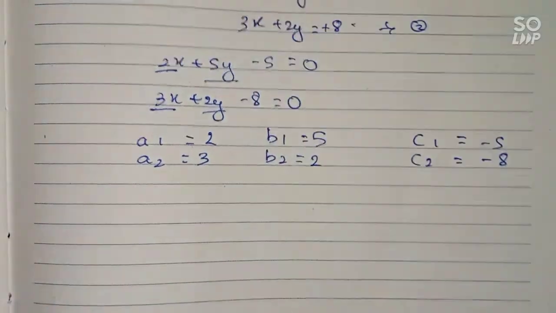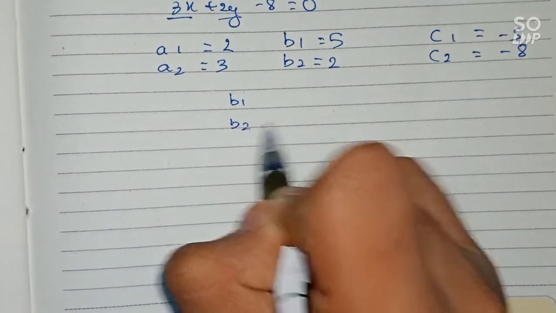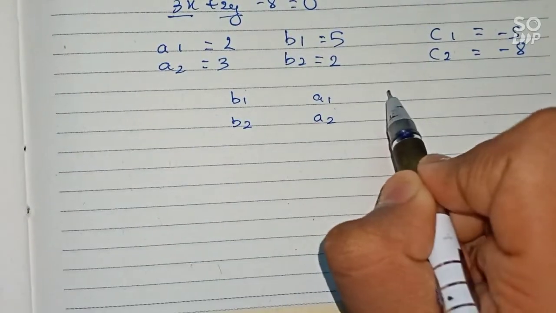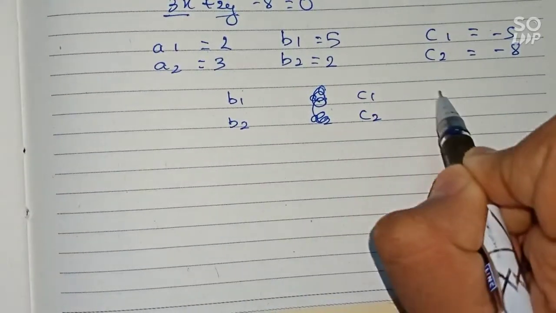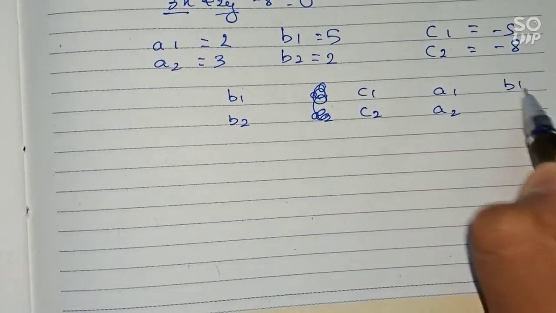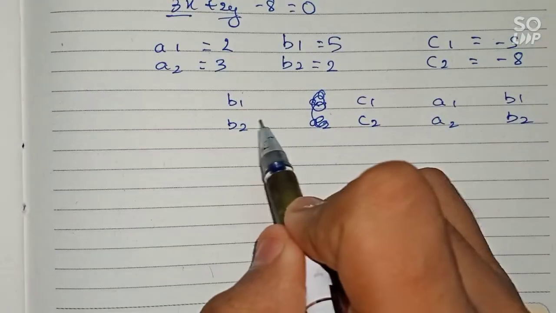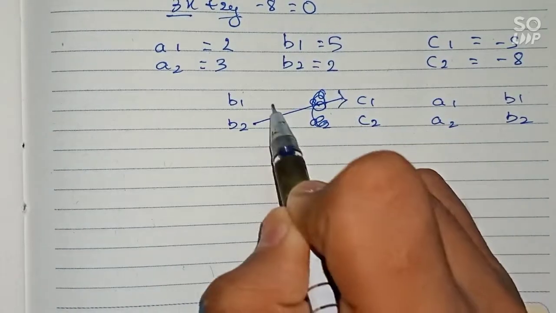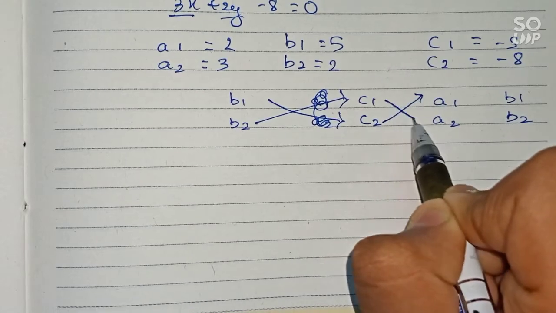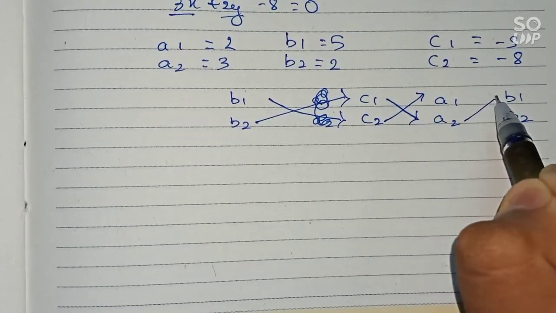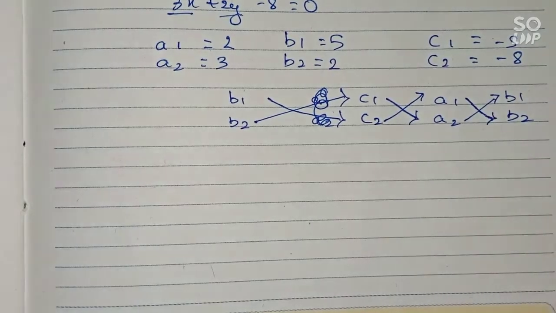So now we arrange the equation like this: first c1 by c2, then a1 by a2, then again b1 by b2. So this will be the method. Now b2 will be multiplied by c1, b1 will be multiplied by c2, c2 will be multiplied by a1, and c1 will be multiplied by a2, a2 will be multiplied by b1, and a1 will be multiplied by b2. So this will be the method.